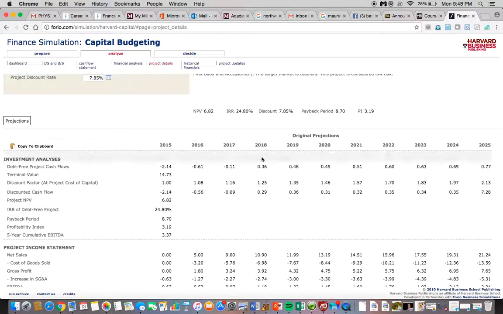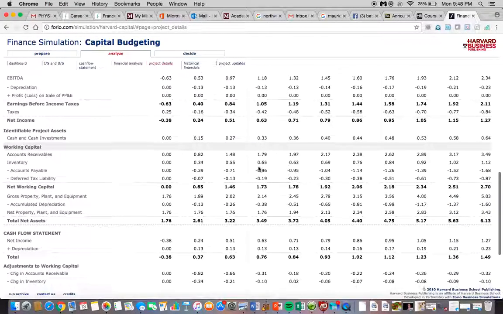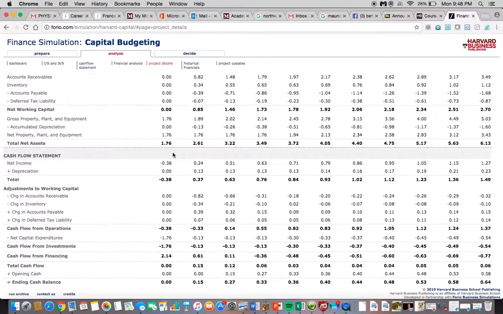So next we're going to scroll down to focus on the cash flow statement. This means you have net income plus depreciation, with the total listed down here below in bold on this line.